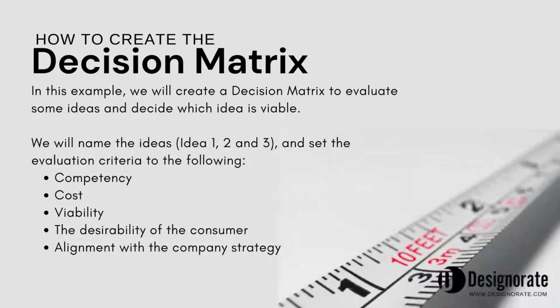How to create the decision matrix. In this example, we will create a decision matrix to evaluate some ideas and decide which idea is viable. We will name the ideas Idea 1, 2 and 3, and set the evaluation criteria to the following: competency, cost, viability, the desirability of the consumer, alignment with the company's strategy.